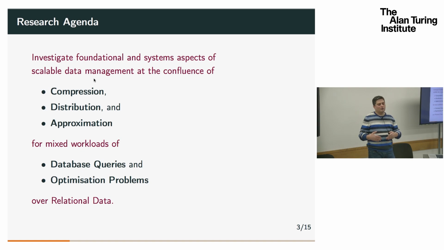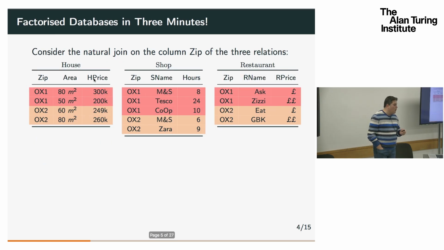Certain techniques can infer structure from unstructured data and bring it back into the realm of relational databases. So I will now give you an example of factorized databases in 3 minutes. Imagine we have these 3 tables, a sort of standard scenario where we store information about houses, giving the zip, the area, and the price for the house.